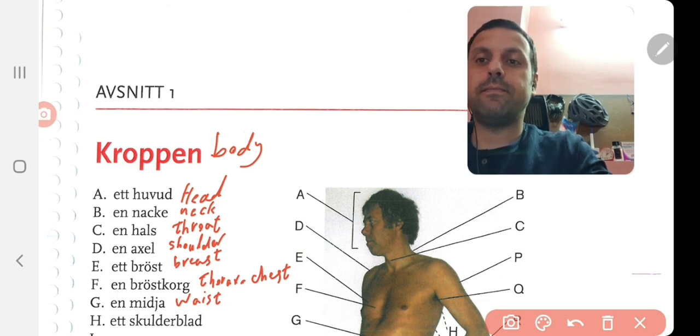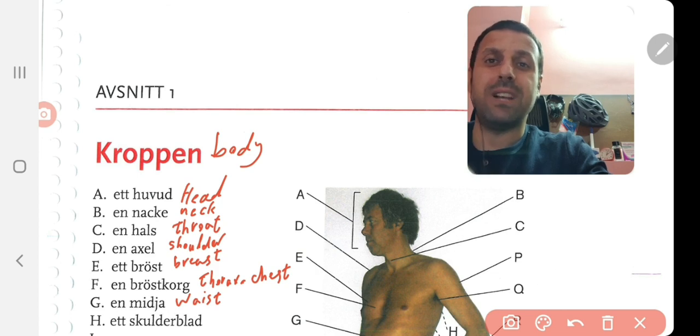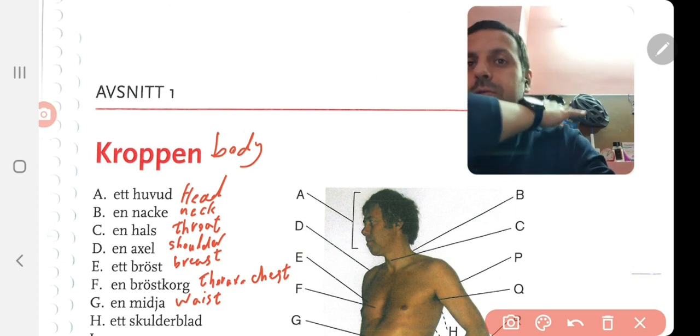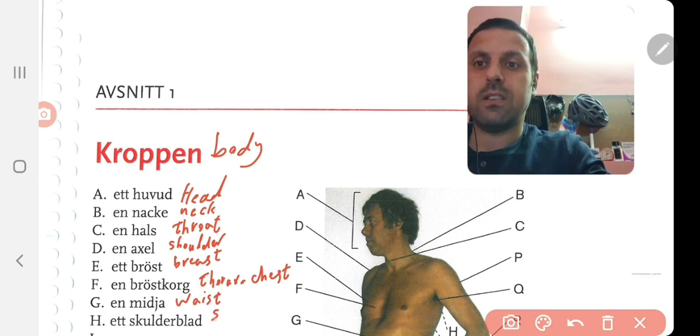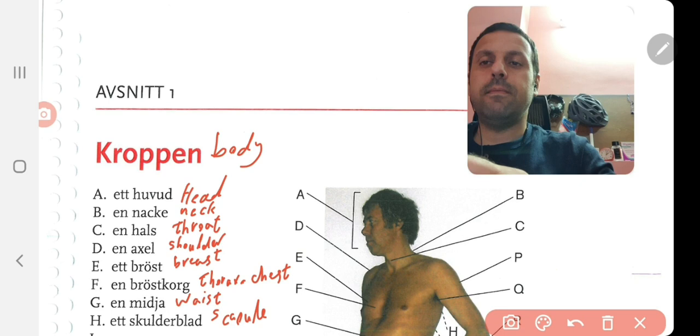And skulderblad. Skulderblad is actually the shoulder blade. They are at the back of the shoulder, where the arms usually connect to the shoulder. But we also have a medical term for that, which is scapula. So I will write here scapula. So yeah, let's move to other parts.